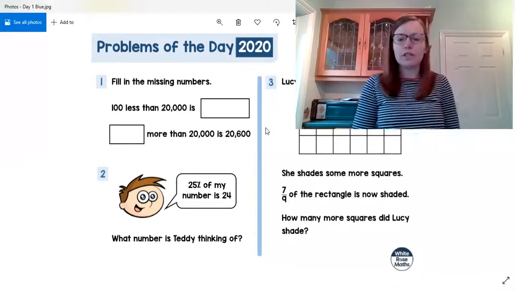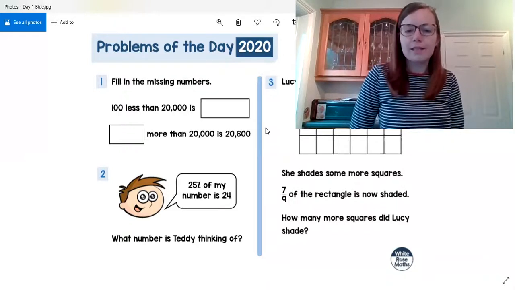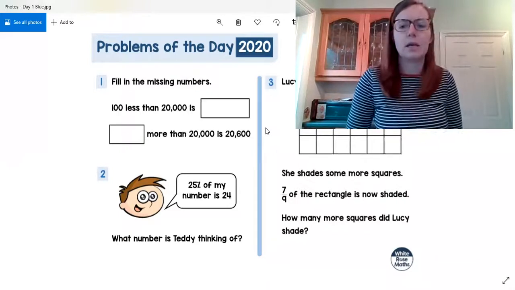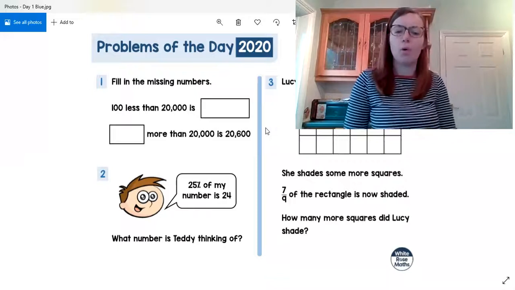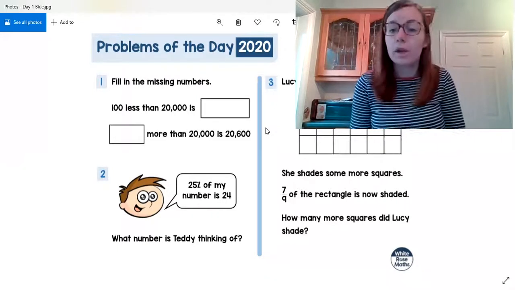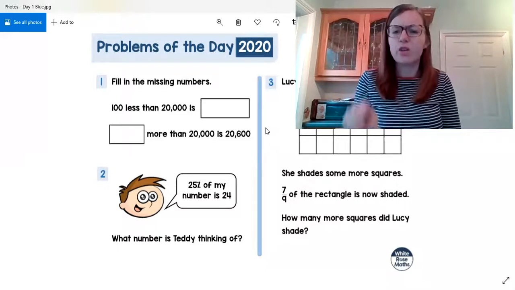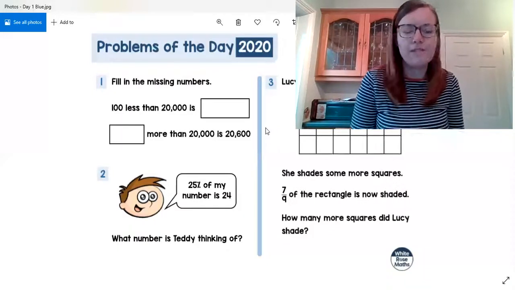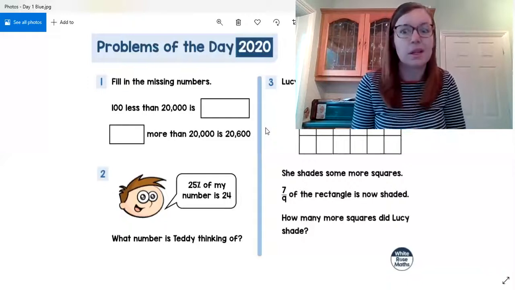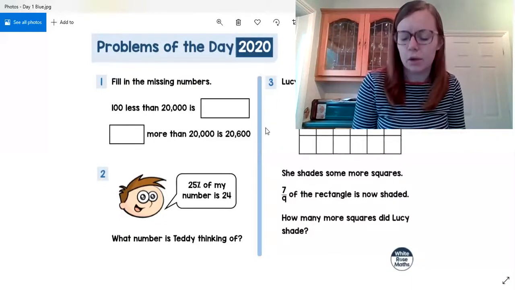So we've got a very similar question at the start here. So we've got 100 less than 20,000 is, and then we've got something more than 20,000 is 20,600. Well, we could go back to our number line like we did on the last page, but if I do 100 hops backwards, I feel like I might be here a while and the video is going to get a little bit boring. So let's think about our place value columns.